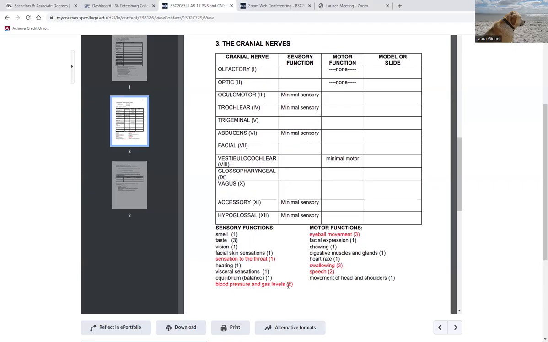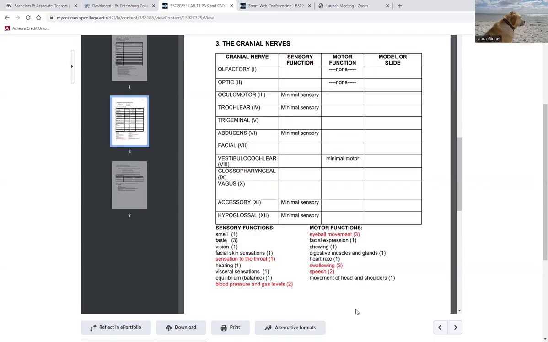Blood pressure and gas levels is used by two different cranial nerves, glossopharyngeal and vagus. Eyeball movement, so you don't get confused: oculomotor, trochlear, and abducens. And I gave you the specific muscles for trochlear and abducens. Swallowing is technically three nerves: glossopharyngeal, vagus, and hypoglossal. Oh, by the way, hypoglossal means below the tongue. So that's what they mean by it's mostly swallowing. Speech, there are two cranial nerves, hypoglossal and glossopharyngeal.